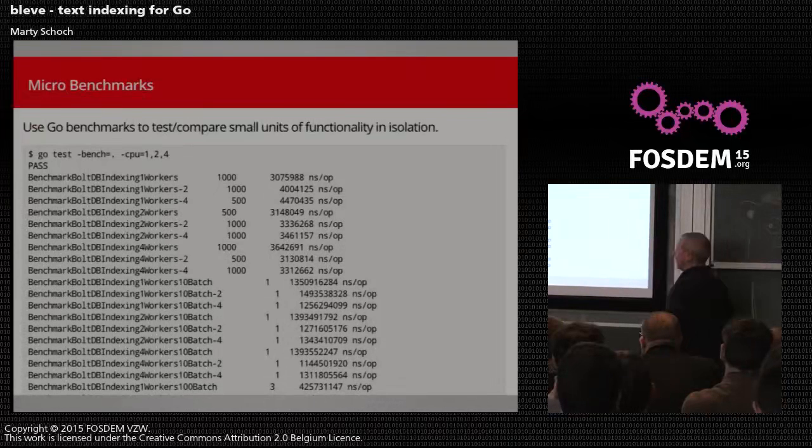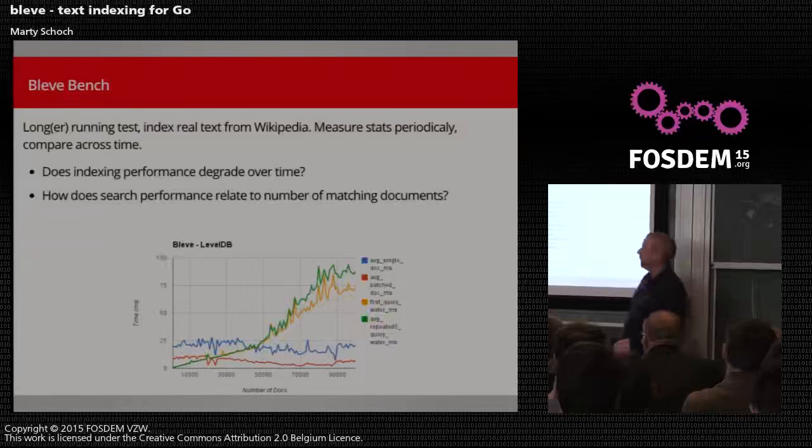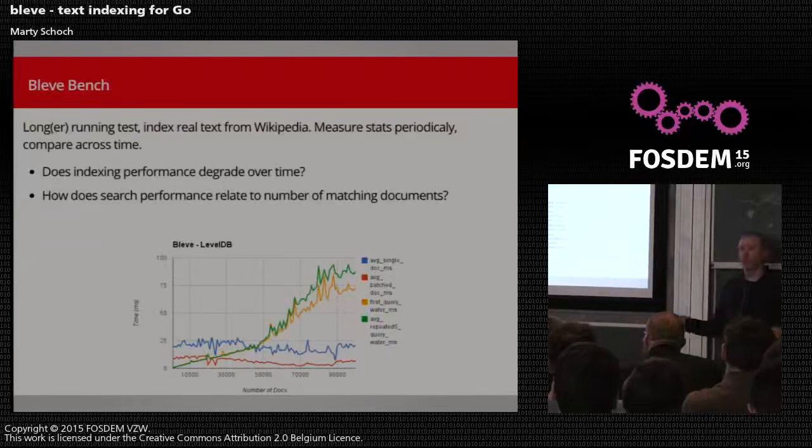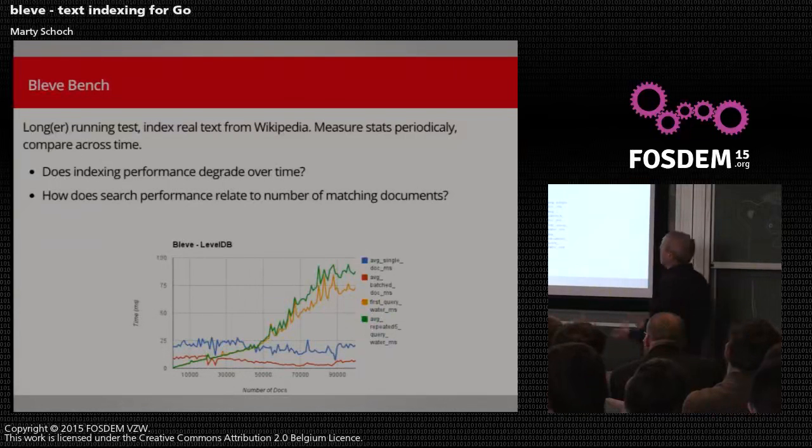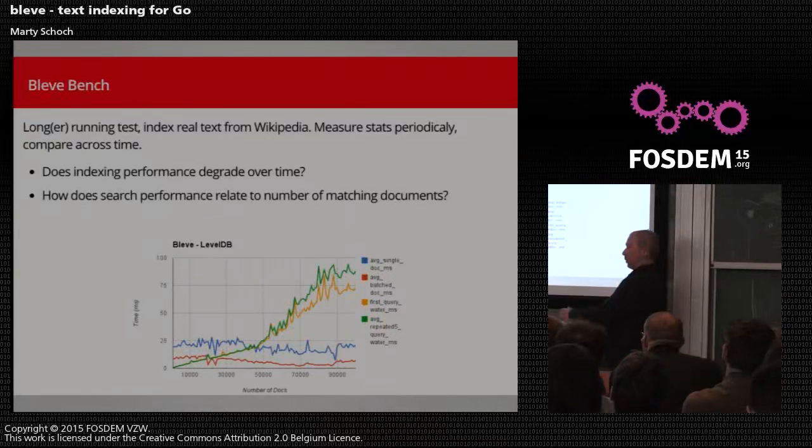But this is not always the best way to get at some of the things that we need to deal with. So we also created a utility called Bleve Bench. This is for more longer running tests, right? So in this case, we actually take real data from Wikipedia. We build up an index and we insert them in different ways. So we do some individual inserts, then we do some batch inserts, then we run some queries.